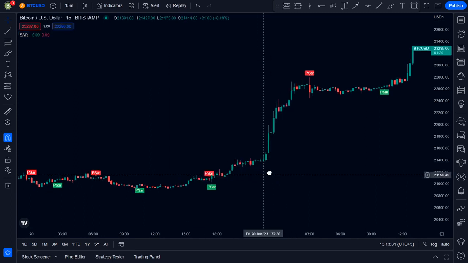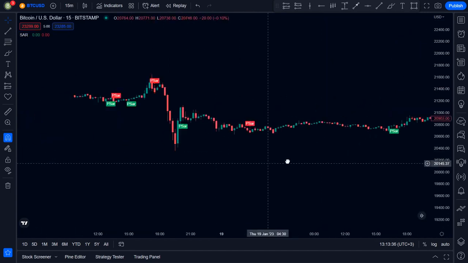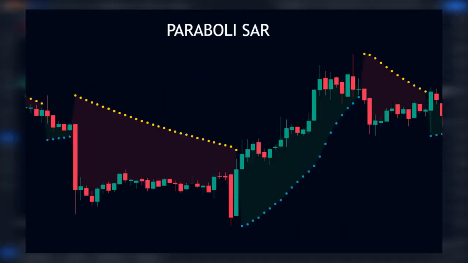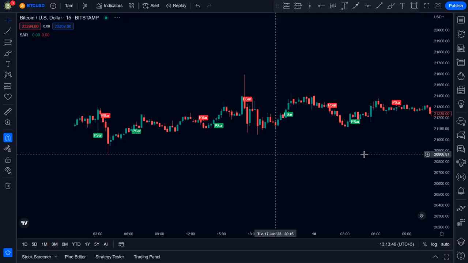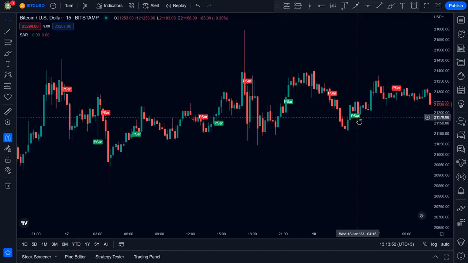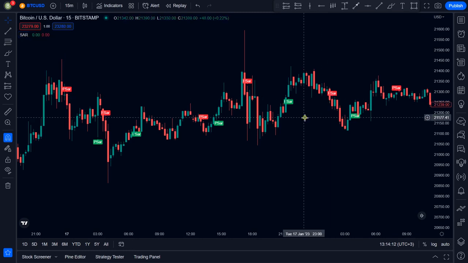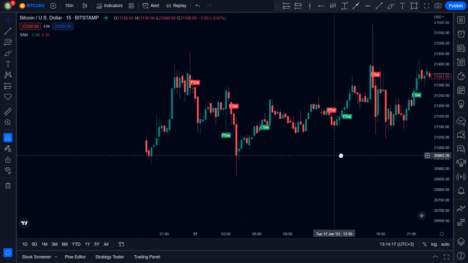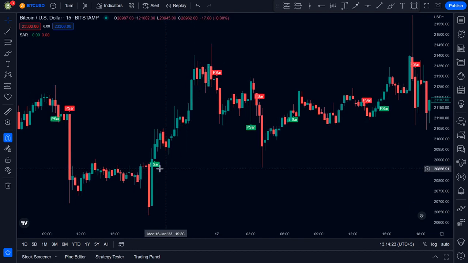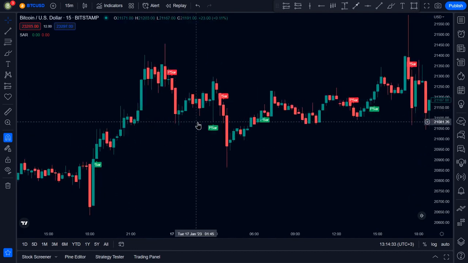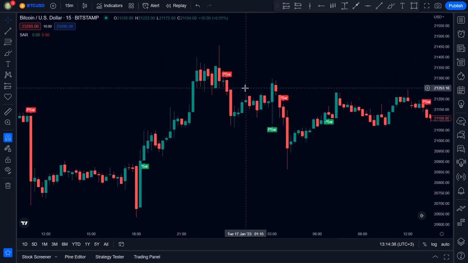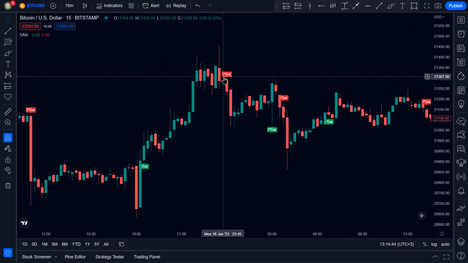So this indicator will be our entry confirmation indicator. It's a parabolic SAR indicator, only without the dots. This green parabolic SAR label indicates the beginning of a bullish parabolic SAR, and this red parabolic SAR label indicates the beginning of a bearish parabolic SAR. We're gonna take a long trade whenever the indicator prints a green parabolic SAR label like this one, and we're gonna take a short trade whenever the indicator prints a red parabolic SAR label like this one.